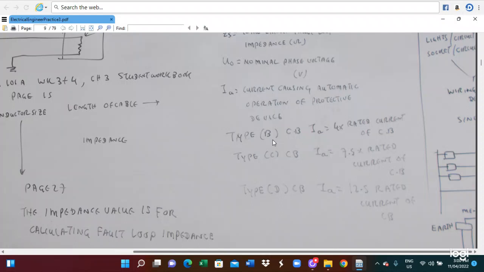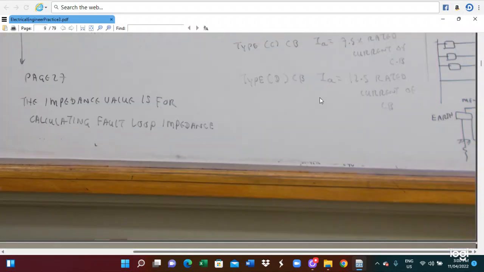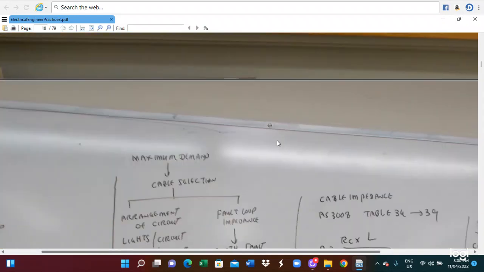It depends on the type of the circuit breaker. For a Type B circuit breaker, IA is 4 times the rated current of the circuit breaker. For a Type C circuit breaker, IA is equal to 7.5 times the rated current. For a Type D circuit breaker, IA is equal to 12.5 times the rated current of the circuit breaker. So this is how we calculate IA. If you know IA, you can calculate the fault loop impedance.